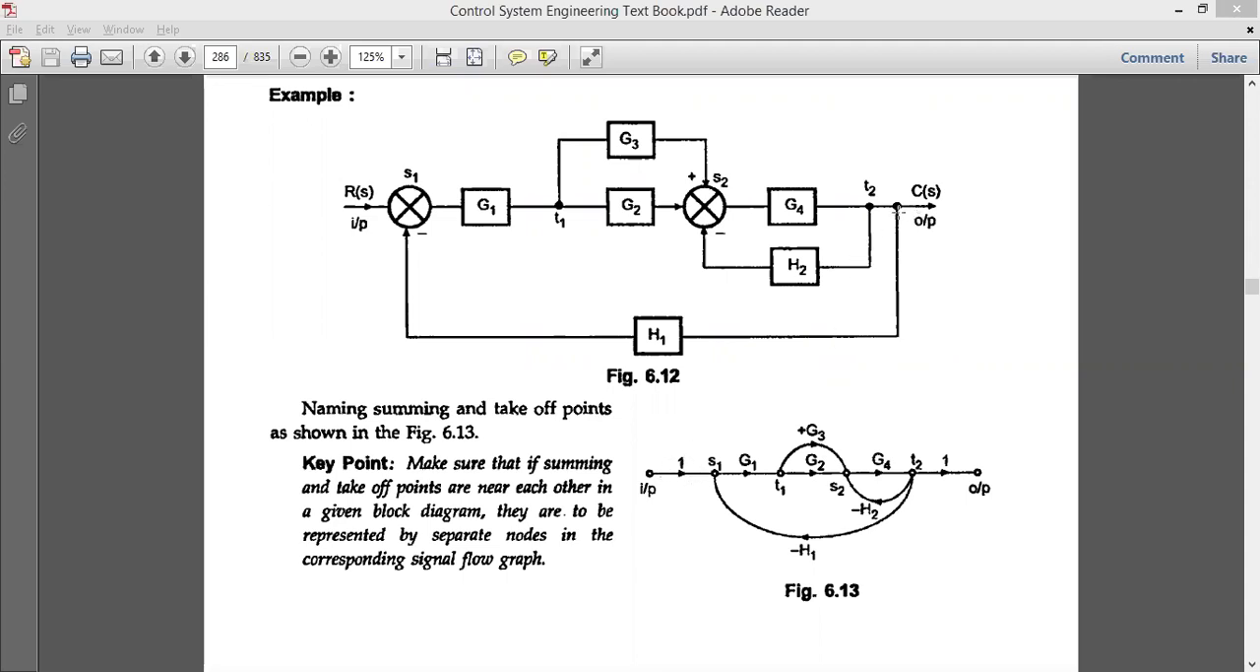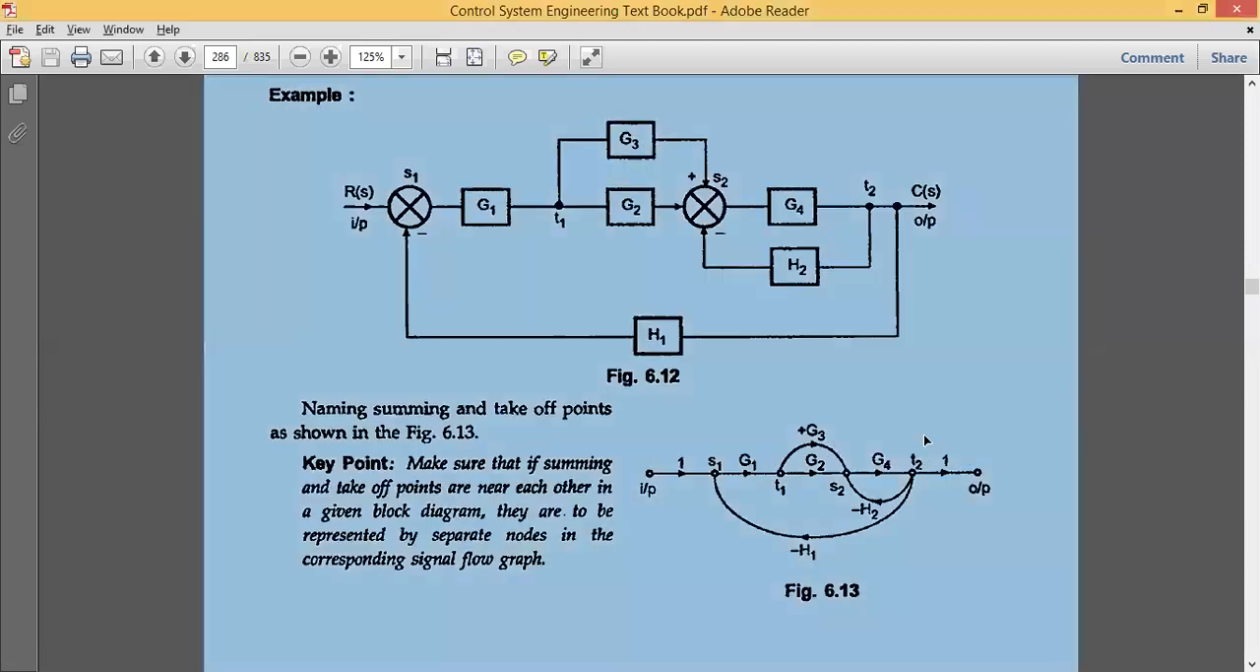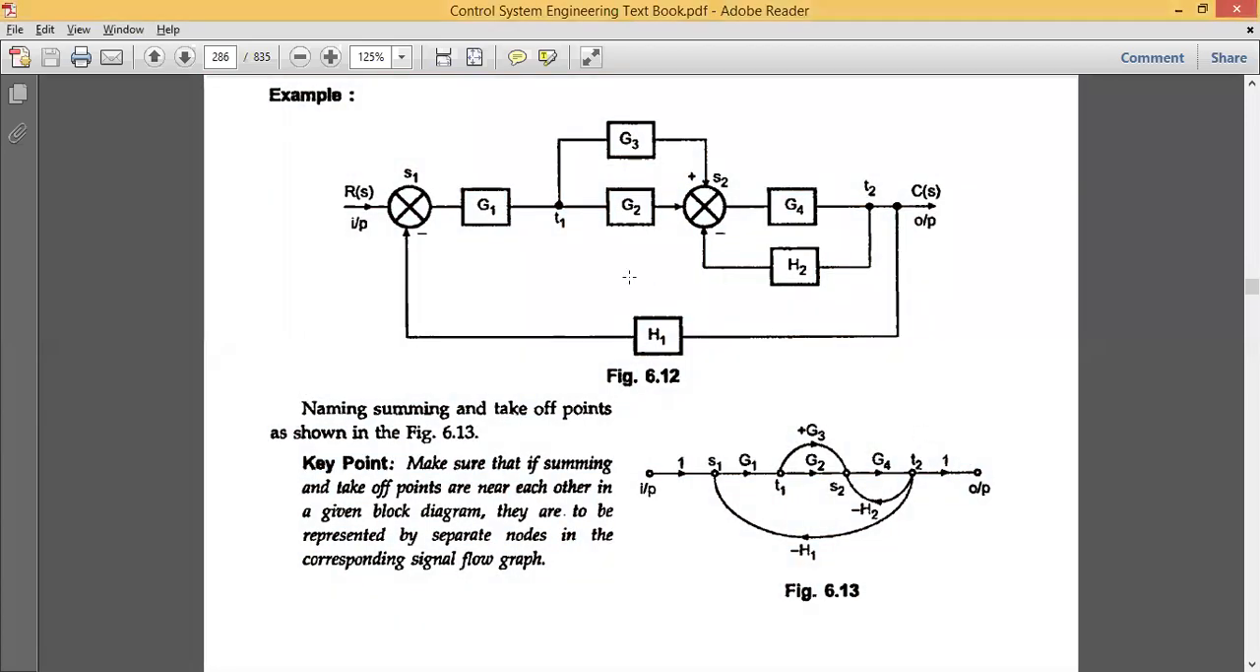Similarly, at the output side, from T2 to output, we don't have any gain here, so simply write it as 1. If you have some number, you represent that particular gain here in the signal flow graph. So all of these, G1, G2, G3, G4, H1 and H2, act as the branch gains. So this is how we transform the given block diagram into the signal flow graph. Okay, thank you.